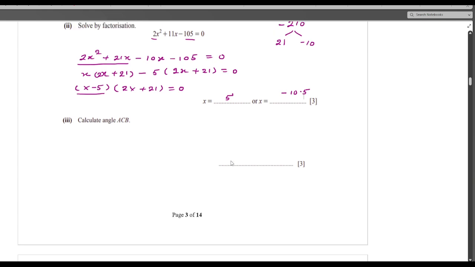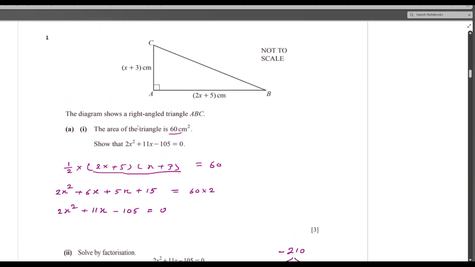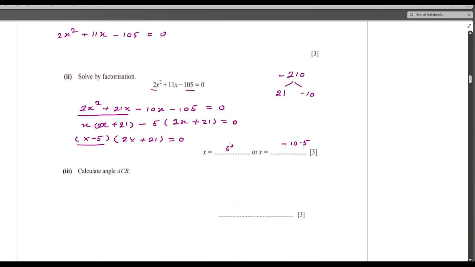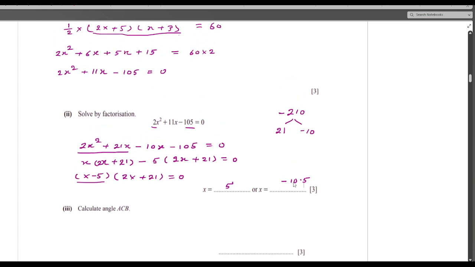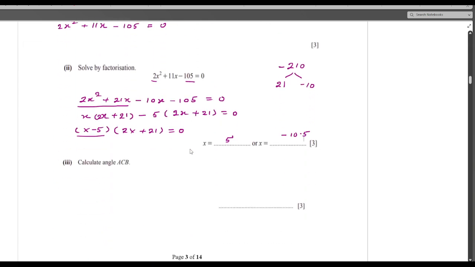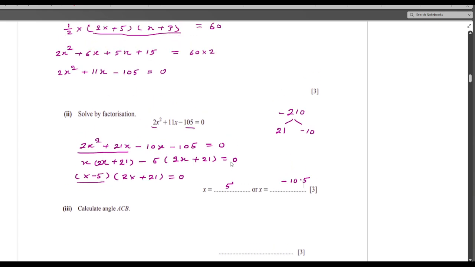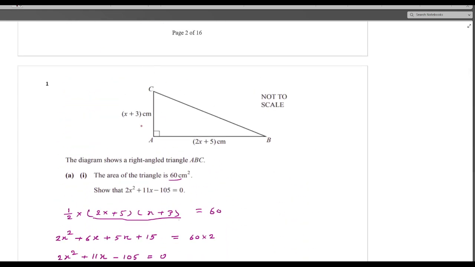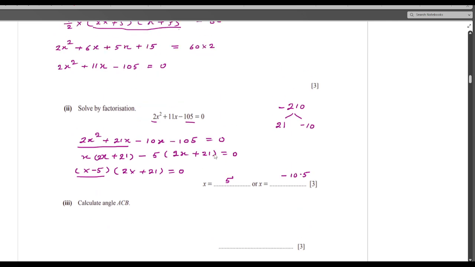Third, calculate angle ACB. Angle ACB I need to find out. Now see one thing, the value of x cannot be negative here for this particular triangle, as all the sides are going to be positive. So side length we will consider 5. So 5 plus 3, this side length will be 8, and 2 times 5, 10, 10 plus 5, this side length will be 15.